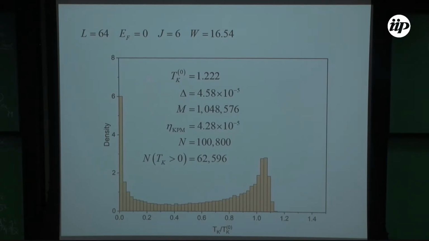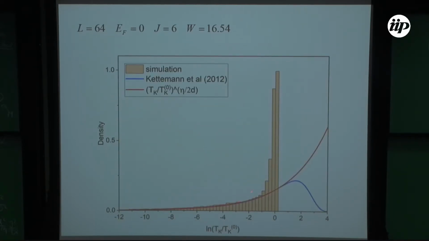Okay, changing J. Going back to 64, changing J. Again, similar structure. So the distribution now has changed slightly because we have changed the exchange coupling. This is the comparison with Stefan's expression.